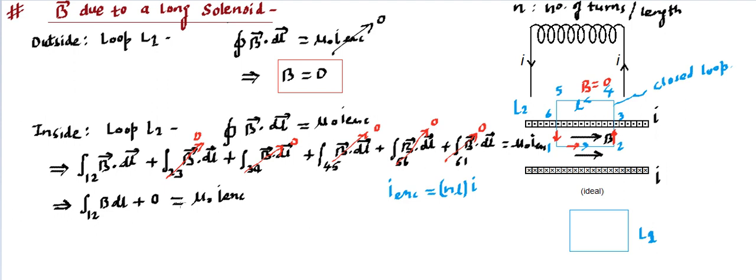Making sense? And then we can simplify this integration, and we can get our final result. Then you'll find B is a constant because that's a symmetrical length, so here the B is going to be the same.